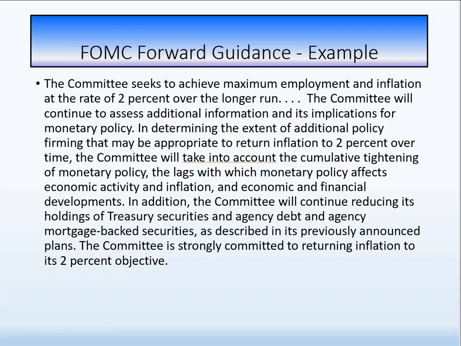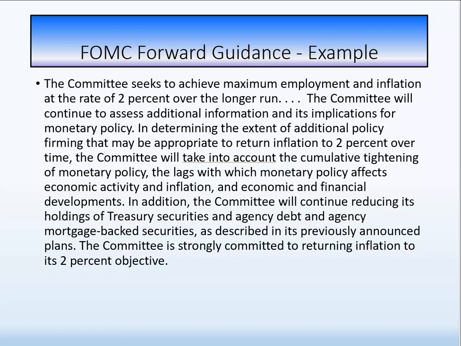The committee will continue to assess additional information and its implications for monetary policy. There you go, one of the obvious statements. Of course, it's going to continue to assess additional information and its implications. What else would it do? Then it goes on to say, in determining the extent of additional policy firming that may be appropriate to return inflation to 2% over time, the committee will take into account the cumulative tightening of monetary policy, the lags with which monetary policy affects economic activity and inflation, and economic and financial developments.